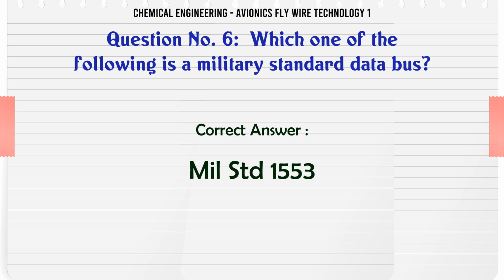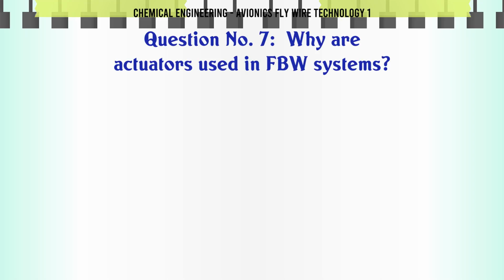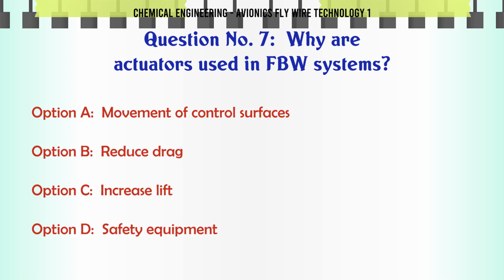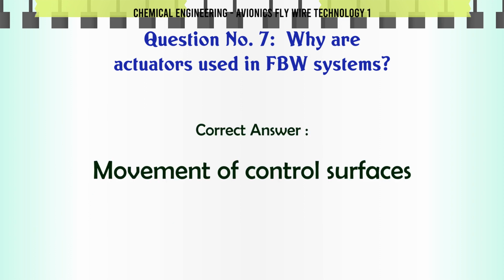Why are actuators used in FBW systems? A. Movement of control surfaces. B. Reduce drag. C. Increase lift. D. Safety equipment. The correct answer is movement of control surfaces.